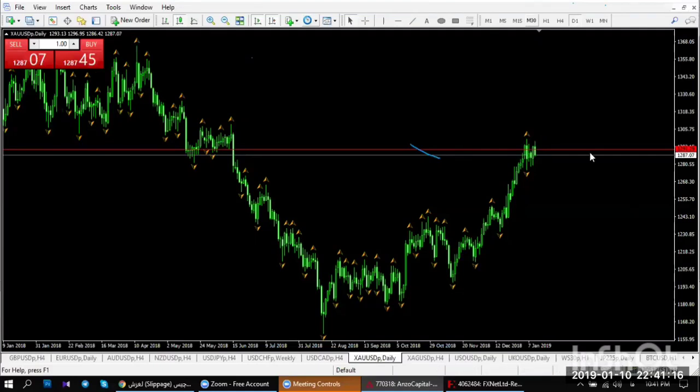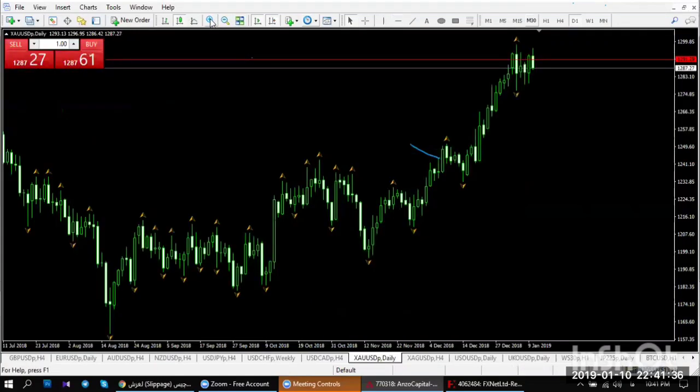Alright, so we have an uptrend here. I want to locate the pivots, so let me zoom out.